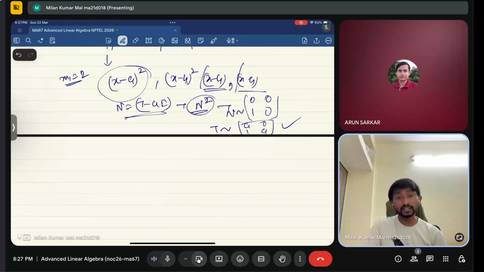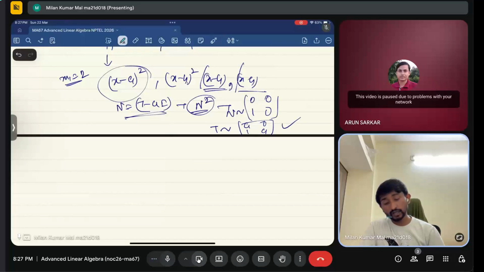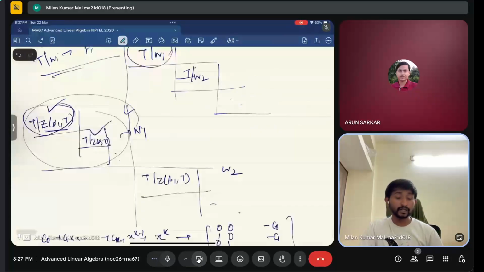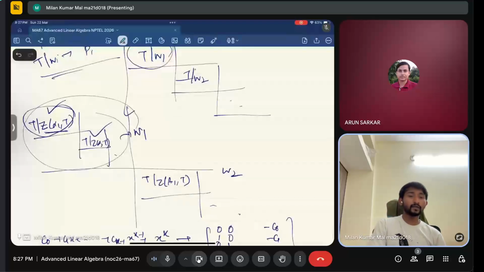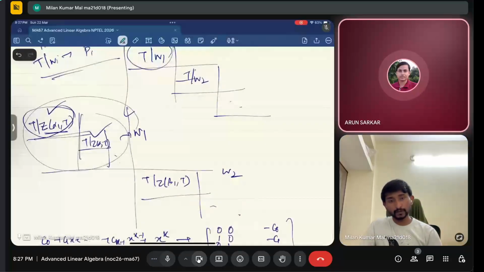I hope at least up to this point it is clear how this decomposition goes. If possible, in the next class I will try to explain from here how the Jordan canonical form goes. Up to this point, I hope it is clear.